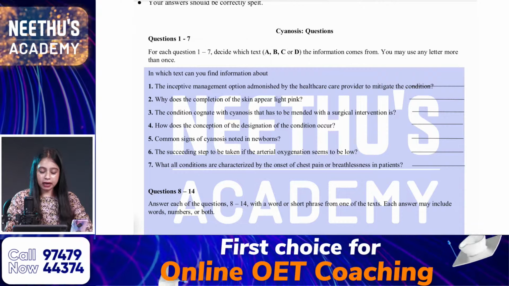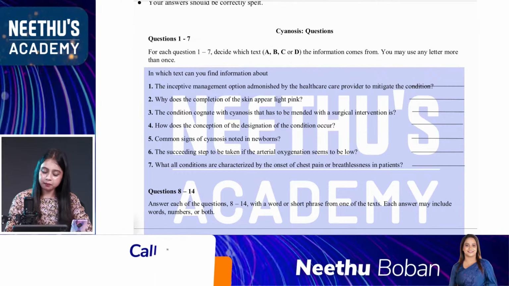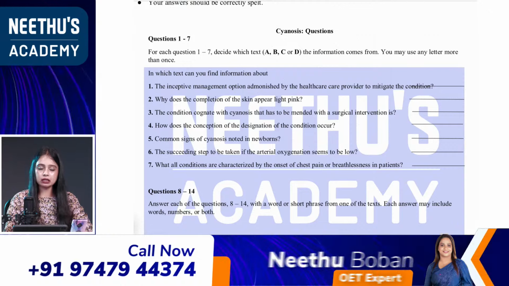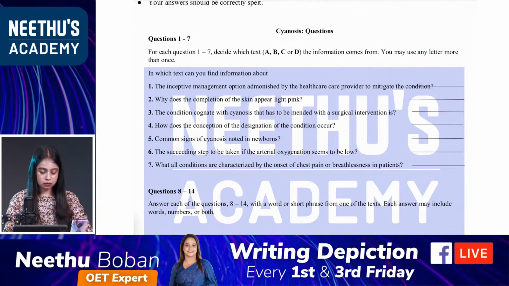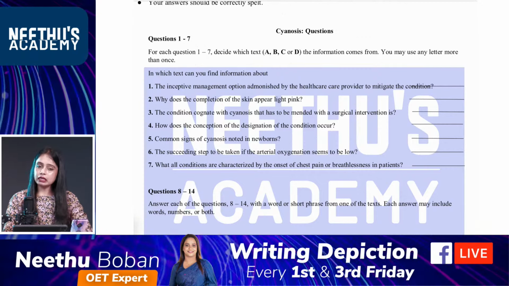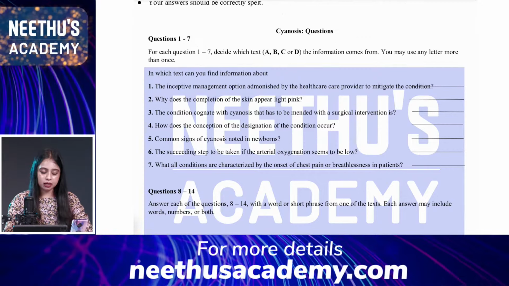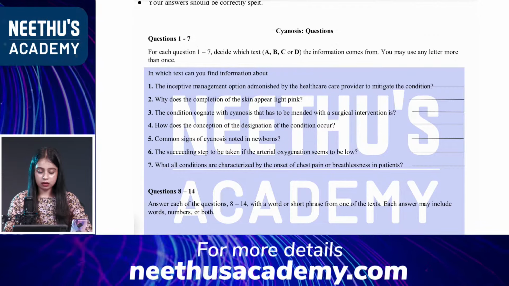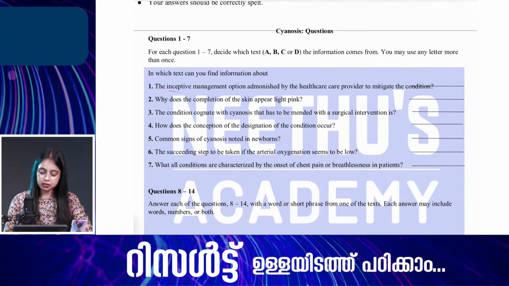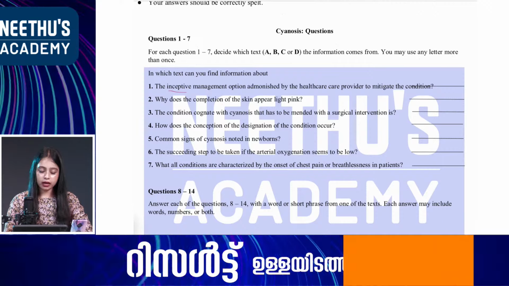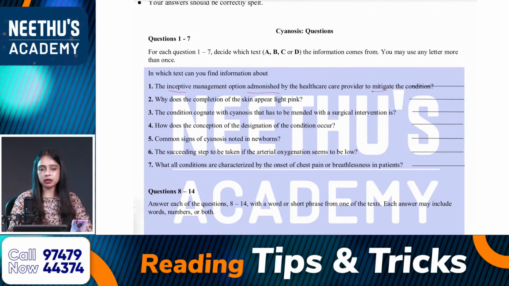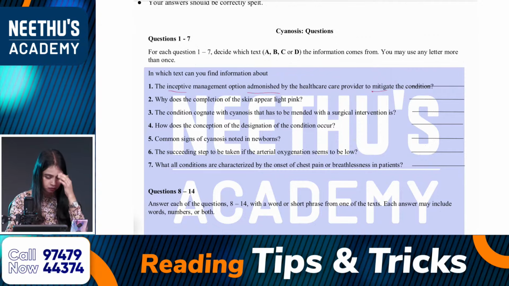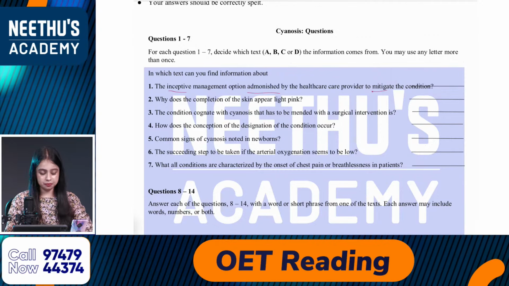The inceptive management option admonished by healthcare provider to mitigate the condition. Okay. Any other answers other than C and D? So my keywords: inceptive, then admonished, mitigate. Okay, so these are my keywords from the question.